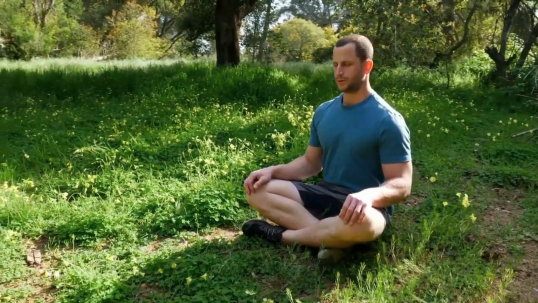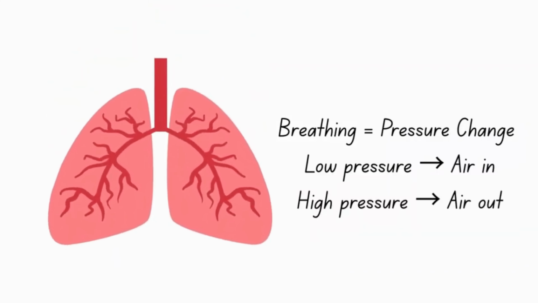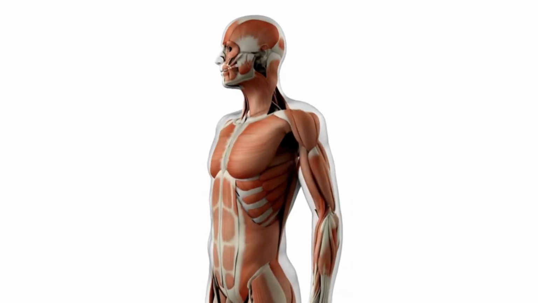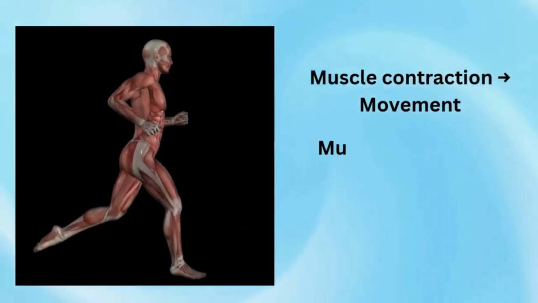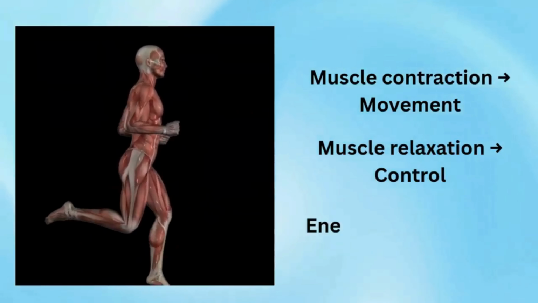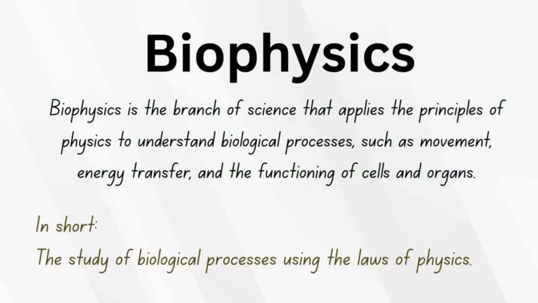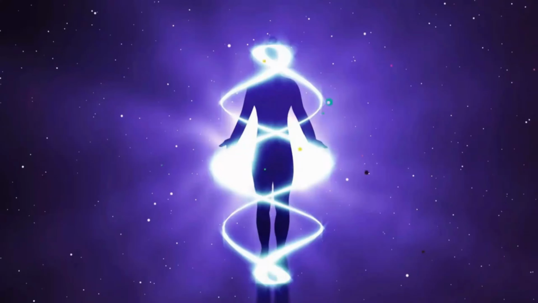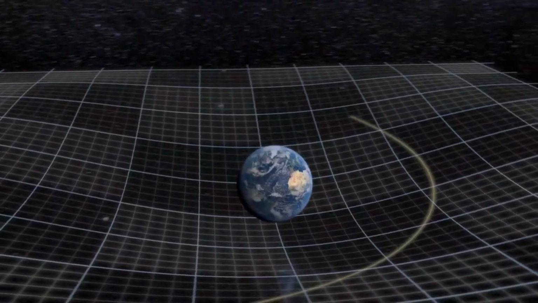Another example is breathing. When we inhale and exhale, air moves in and out of the lungs because of changes in pressure inside the chest. A third example is the movement of muscles. When you walk or run, muscles contract and relax, and this involves mechanical forces and energy transfer. So, biophysics helps us understand living organisms as machines that follow physical laws. Life may look complex, but it still obeys the same rules of physics as the non-living world.